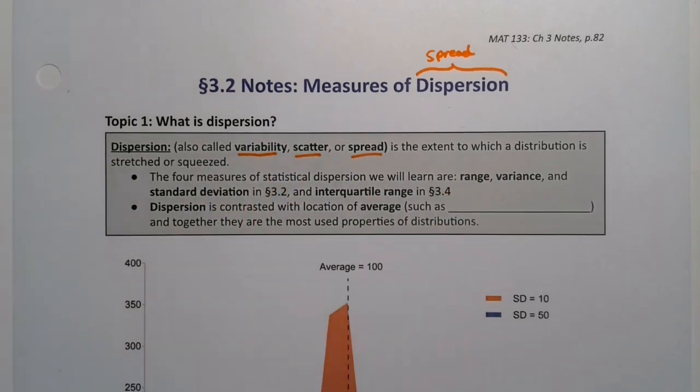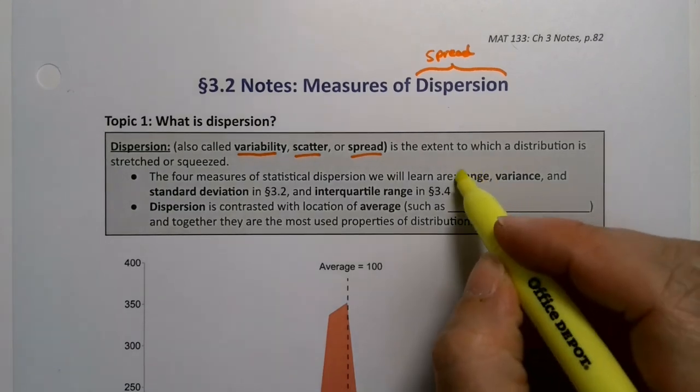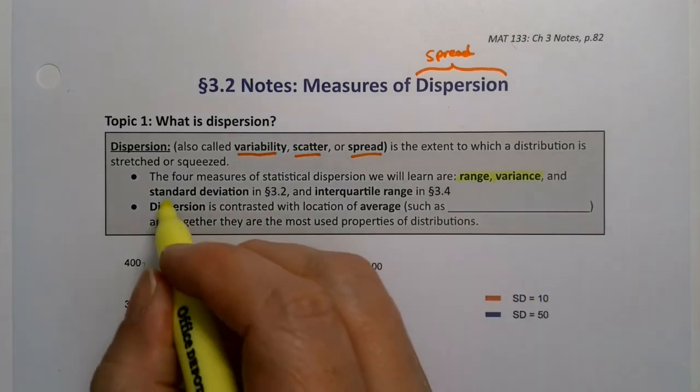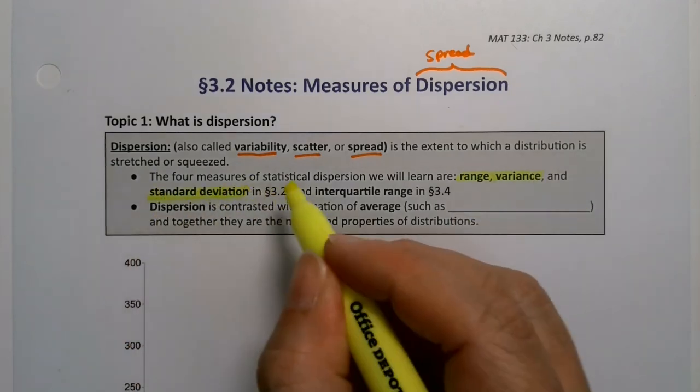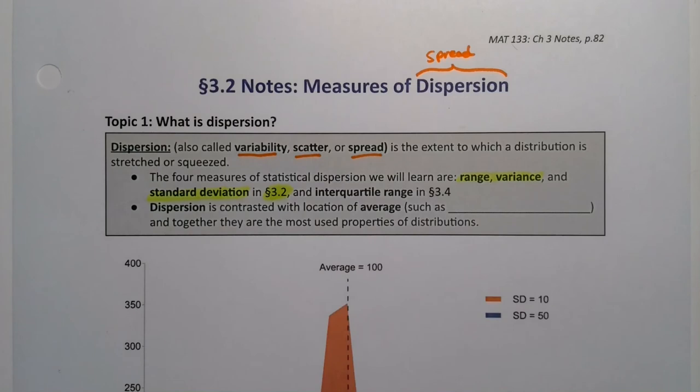So the four measures of statistical dispersion we are going to learn are range, variance, and standard deviation in this section, which is section 3.2. And then we're going to learn another one in section 3.4 called interquartile range. So we'll learn that one then, and these three right now. And this one will be a little bit later.